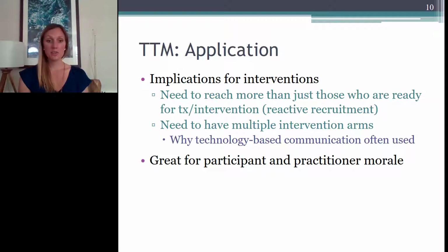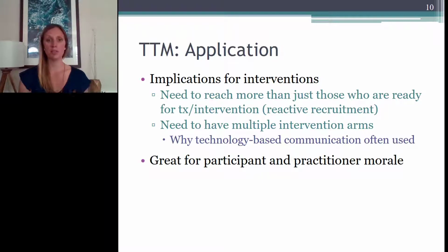In terms of current use, this principle is often why technology-based communication is used. What this means is there are a lot of interventions now that use text messages or mobile apps, and they will do an exercise similar to the one that we did in the previous slides, where they'll ask people, where are you in terms of your stage of change? Are you thinking about changing? Are you not thinking about changing? And then it can automatically provide that person with feedback based on their stage of change.